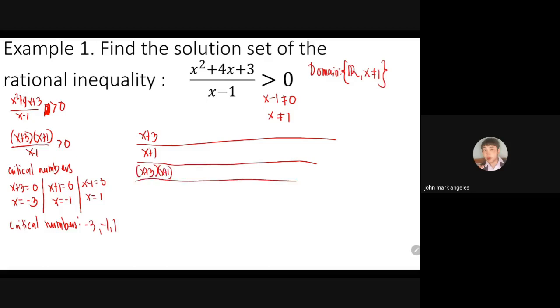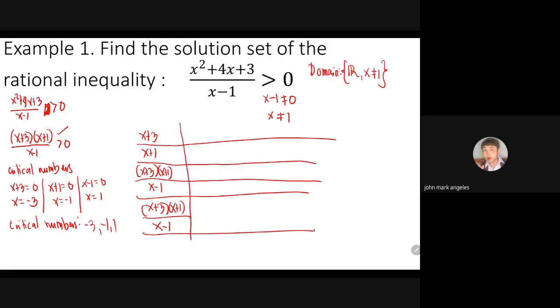So hindi ko alam kung paano ang mga kaklase nyo. Ang sinusulat ko po ito ha. Meron akong x plus 3, meron akong x plus 1, yung product ng numerator, yung denominator, at saka yung pag-divide ng numerator at saka ng denominator. I-arrange natin in ascending order yung mga critical numbers.